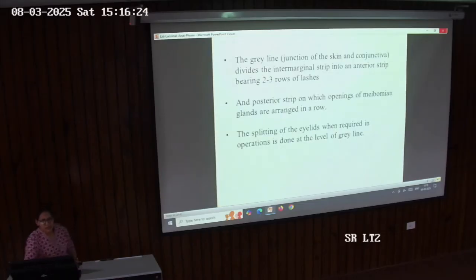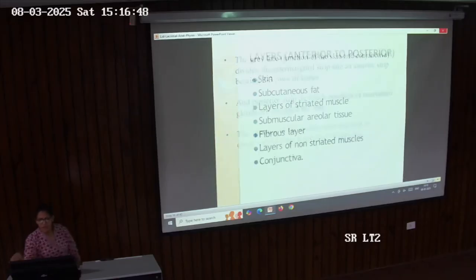The gray line, which is the junction of the skin and the conjunctiva, divides the intermarginal strip into anterior and posterior strip. Anterior strip contains the three rows of eyelashes, and posterior strip is where the openings of the meibomian glands are arranged. The splitting of the eyelid when required in oculoplasty surgery is done at the level of the gray line.